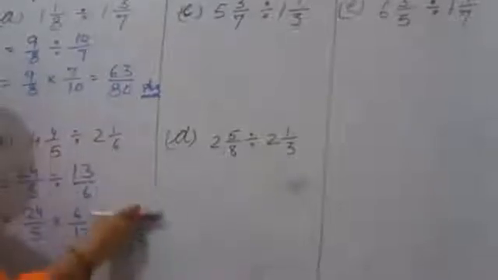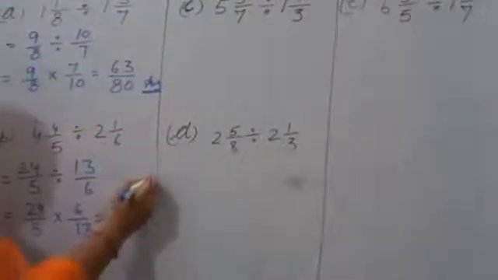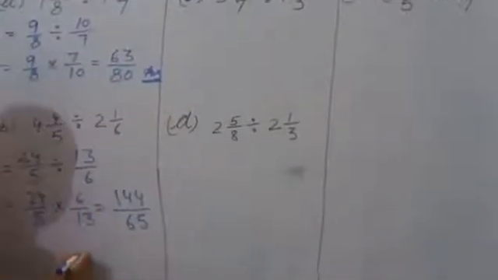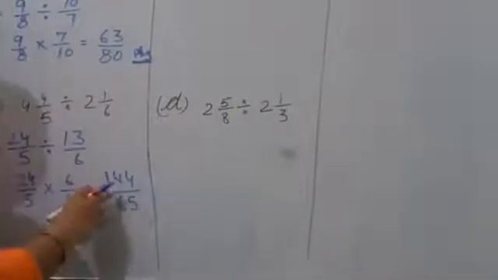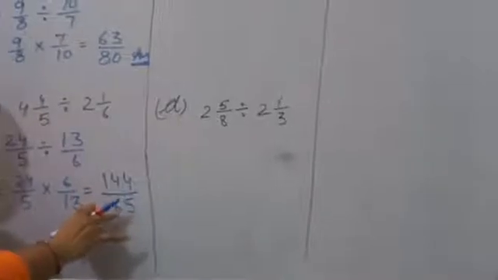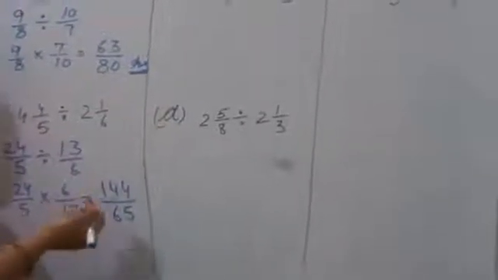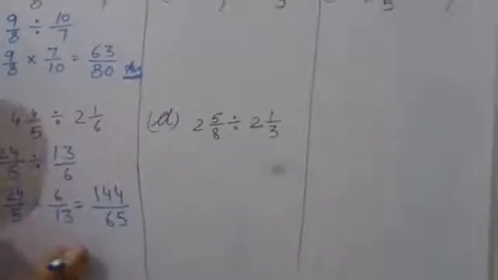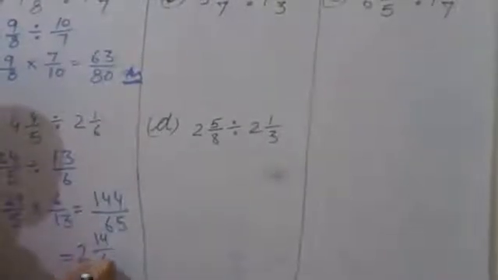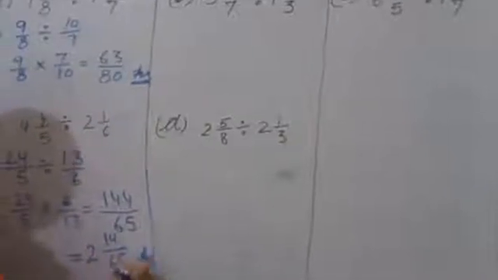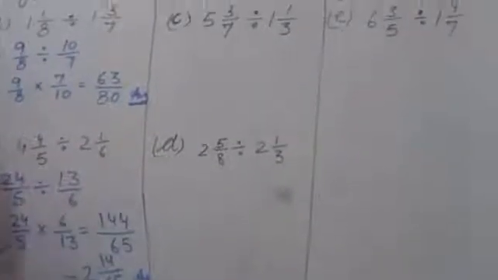Now this is an improper fraction, so we change it into mixed. Downside I will write, okay, you can write in front of this. Now 144 divided by 65. So 65 twos are 130. Okay. So 2 whole 14 upon 65. That's your answer, because this is an improper fraction, so we change it into mixed.